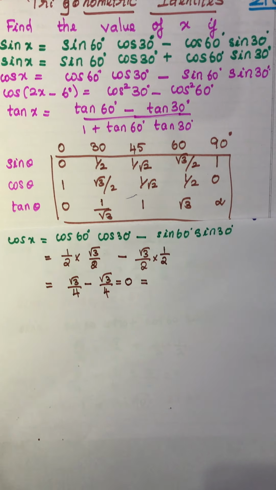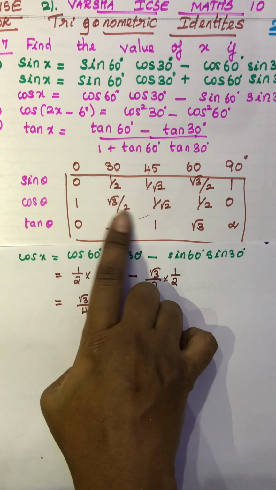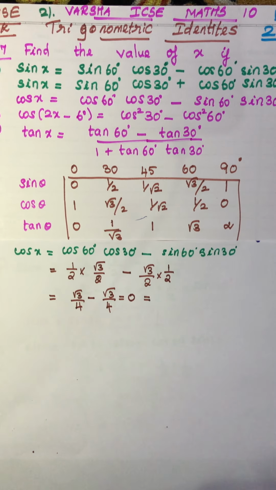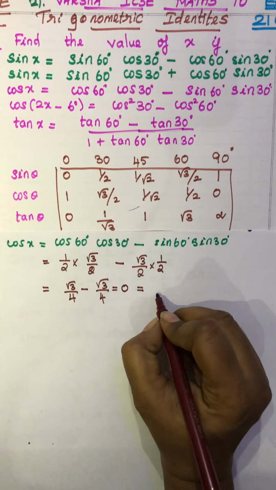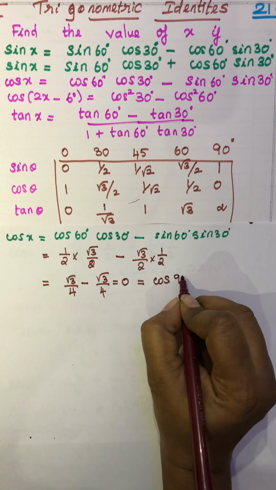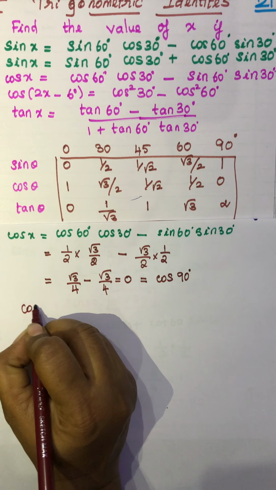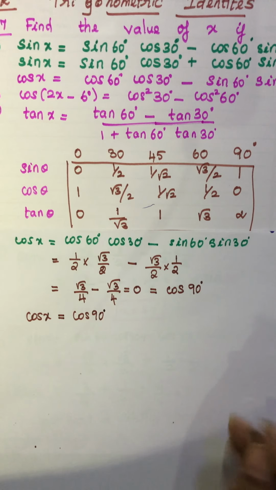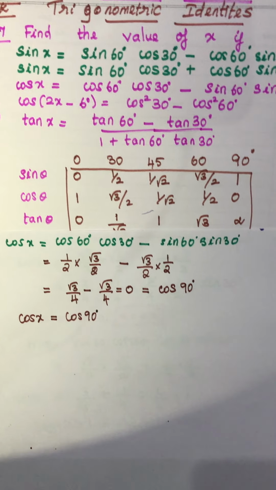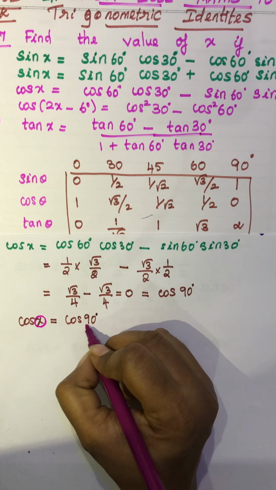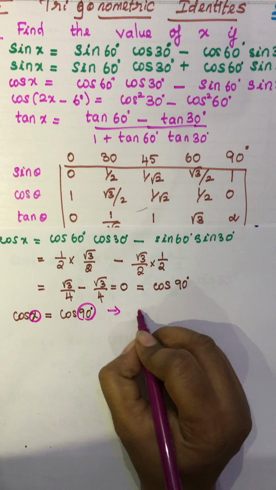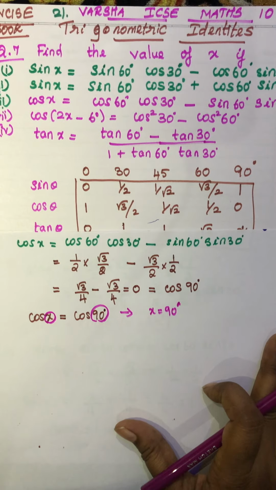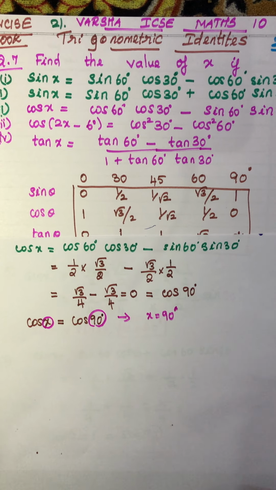Okay, see, when cos is 0, yes, when theta is 90 degree, the cos value will be 0. So we have to write cos 90 degree. So here cos x is equal to cos 90 degree. What is our theta value? Yes, x. So x is equal to 90 degree. Okay students, do you understand? Yes. So now go to the fourth one.